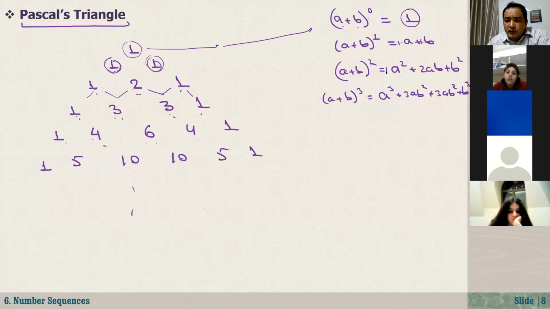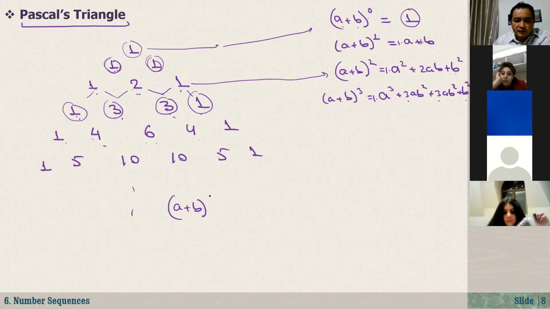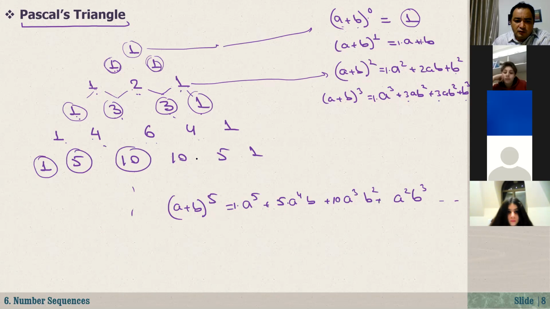In the third line, we have 1 times A squared, 2 times AB, 1 times B squared. These are the coefficients. And how about the next line, A plus B cubed? Here we have 1, 3, 3, 1. So now, if I want to expand, for example, the fifth line, A plus B to the power of 5, what is it? I should write A to the power of 5, A to the power of 4 B, A cubed B squared, A squared B cubed, and continue. The coefficients will be: the first one is 1, the second one is 5, the third one is 10, and the next one is also 10.